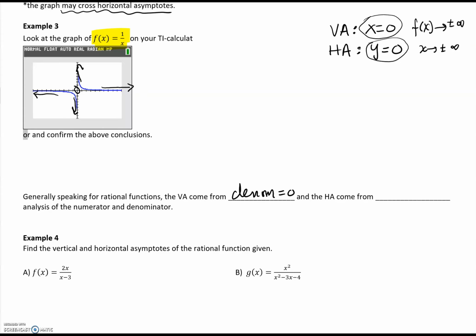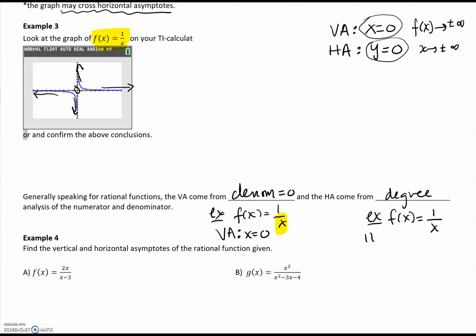And the horizontal asymptotes come from degree analysis. You look at the degrees of the numerator and denominator and see what happens. We'll look at examples of both. Without even really looking at graphs, we'll be able to get vertical and horizontal asymptotes quickly. So for the example we just looked at, 1 over x, from the denominator becoming 0, I quickly have my vertical asymptote. Just set the denominator equal to 0.